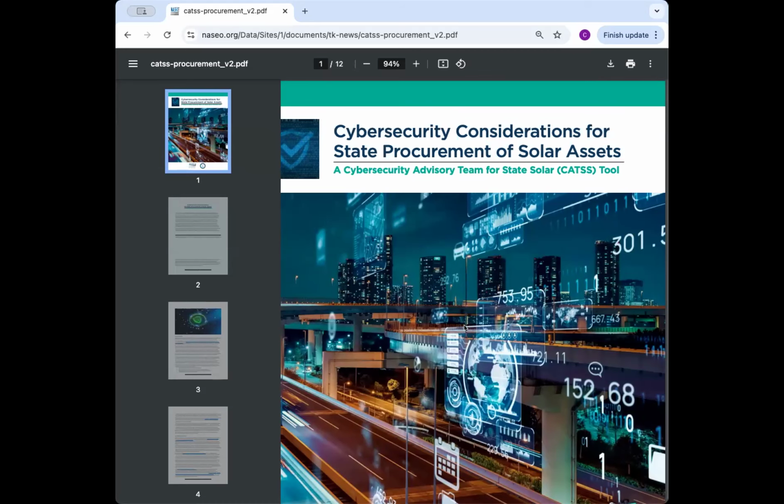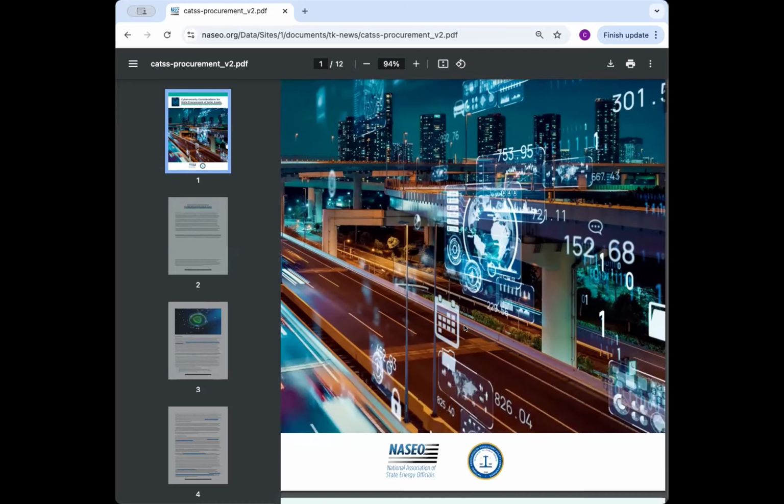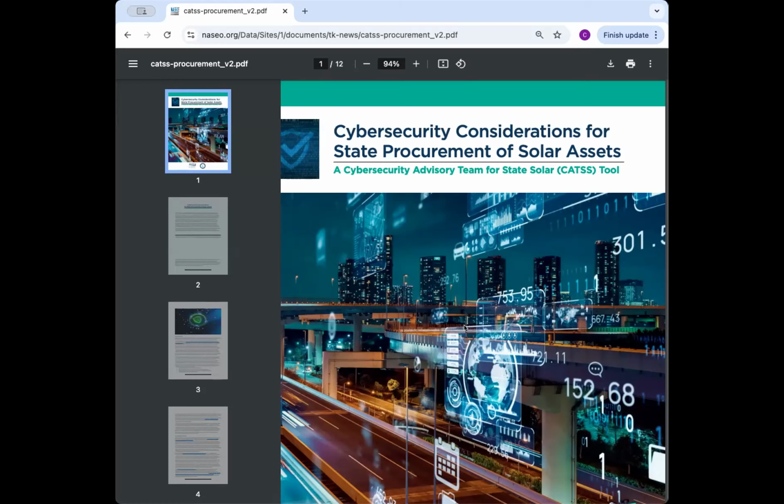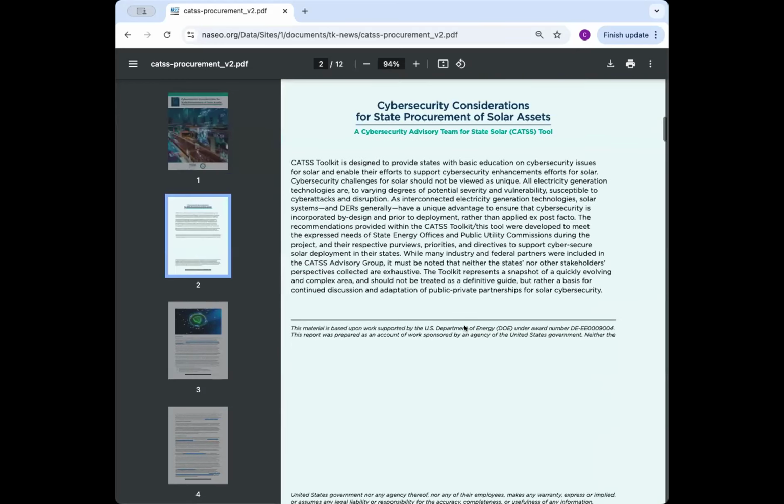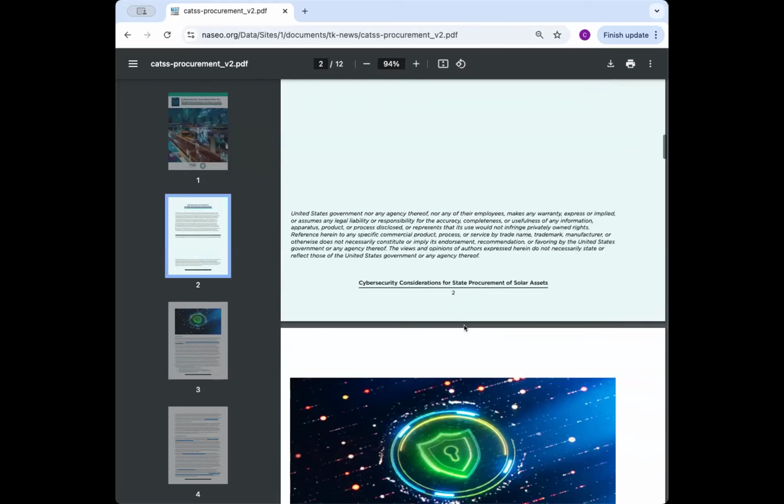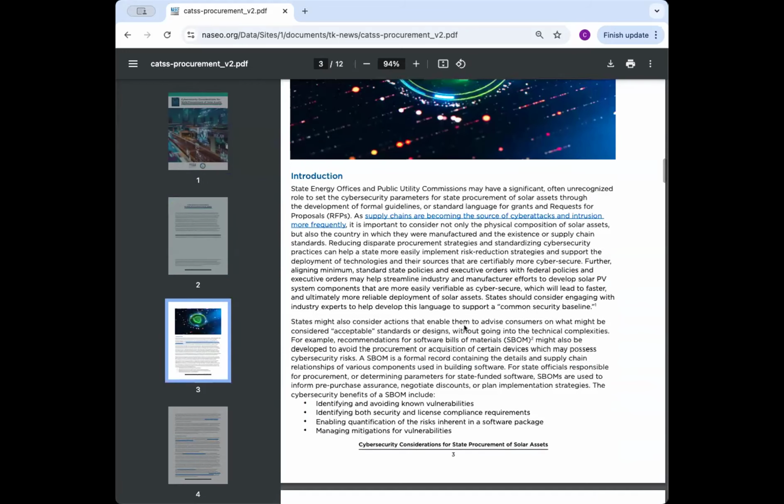Okay, so here's our procurement guide. The language is pretty high level and straightforward and doesn't include too many state-specific examples, but takes from a number of existing federal and industry resources. Part of this is looking at supply chain limitations, so components or assets that are coming from particular nation states that may not be particularly friendly to the United States or our critical energy infrastructure.